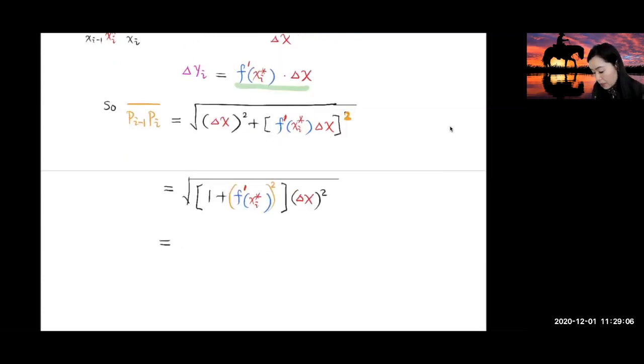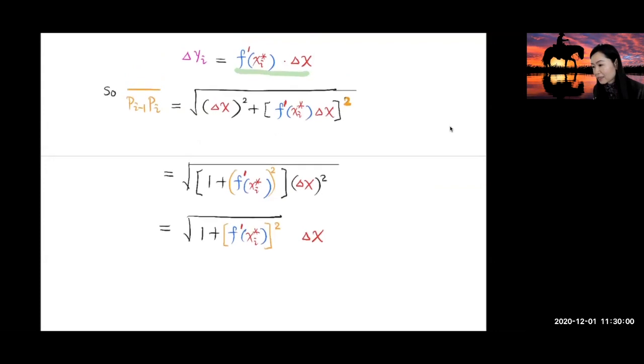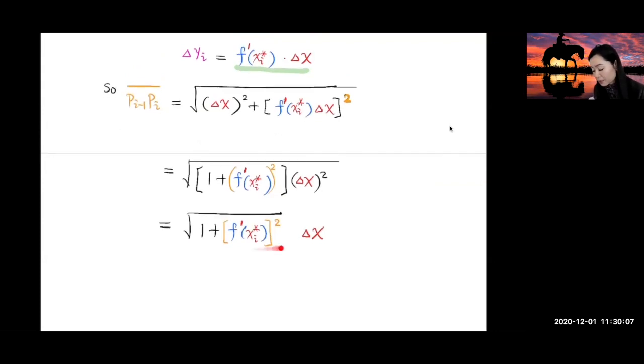Now, after that, when you take the square root of this product, you take the square root of each factor. So this will be the square root of 1 plus f prime of x_i star squared, and then outside we'll have this delta x, right? All right, so this is an expression for the length of this line segment, corresponding to the length of the line segment on the ith subinterval. Now we're going to sum up all those line segments for n subintervals.